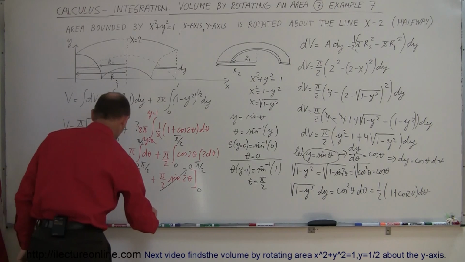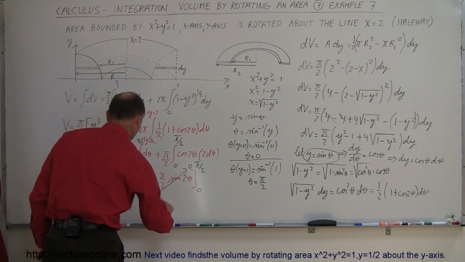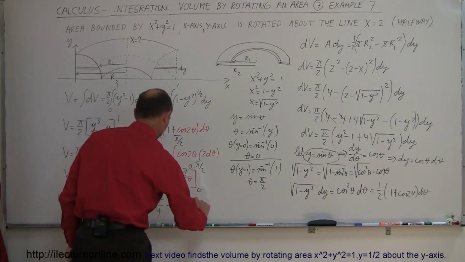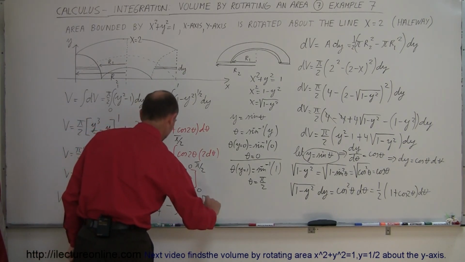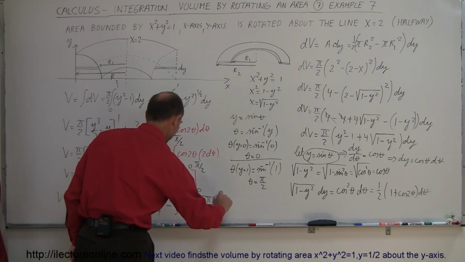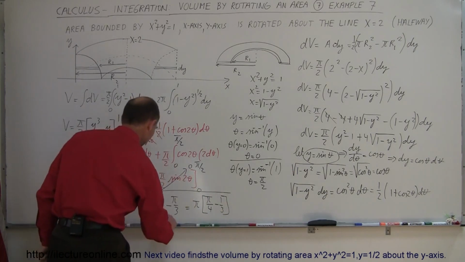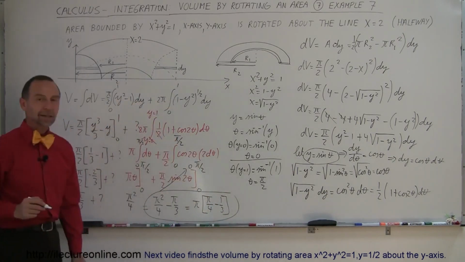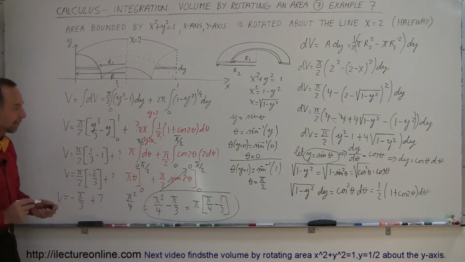This is okay. And so this is equal to pi squared over 4 minus pi over 3. And so this is equal to pi times pi over 4 minus 1 over 3. Well, it doesn't matter how we write it. This is basically the correct answer for the volume. And that's how we do that.